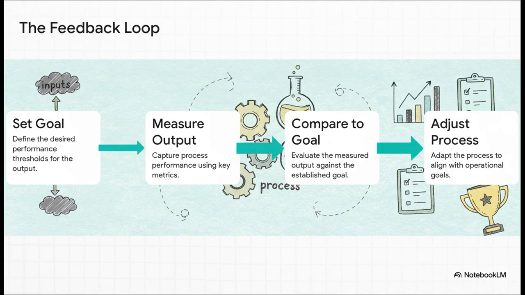And this brings us to the engine of improvement itself, the feedback loop. It's a really simple but incredibly powerful cycle. Step 1, you set a goal. Let's say reduce production time. Step 2, you measure your output. Okay, right now it's 4 hours per cake. Step 3, you compare that output to your goal of 3 hours. And then, step 4, based on that difference, you adjust the process. Maybe you start prepping ingredients differently. This 4-step loop is what allows you to constantly, dynamically get better.